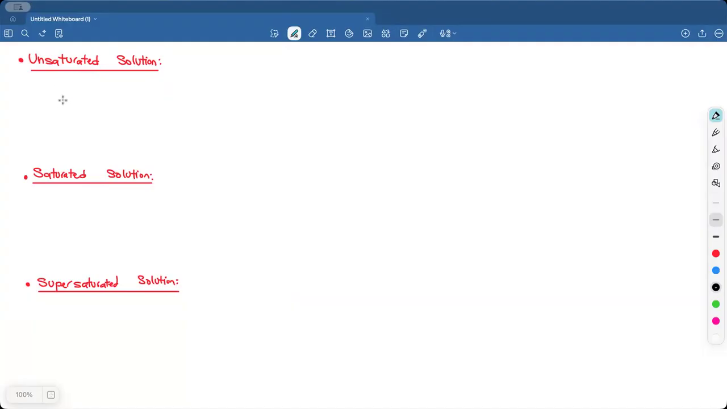An unsaturated solution is a solution where there's still room for ions to dissolve in water, meaning you're adding a solid, let's say, to water, and there's still room for it to dissolve. You haven't reached a maximum amount yet. So when you show an unsaturated solution, you always show it with a one-way equation.